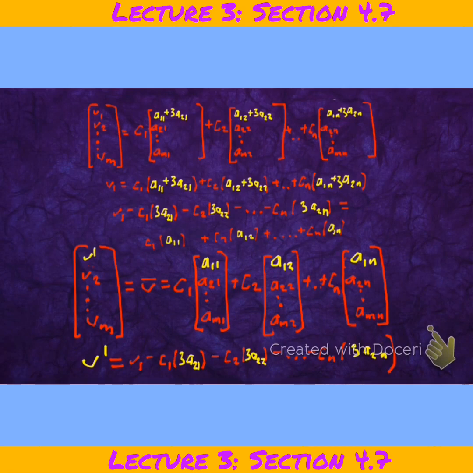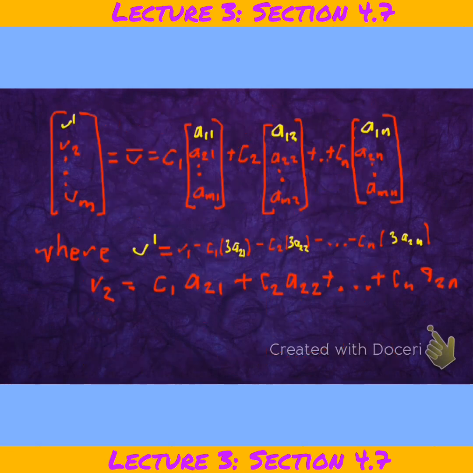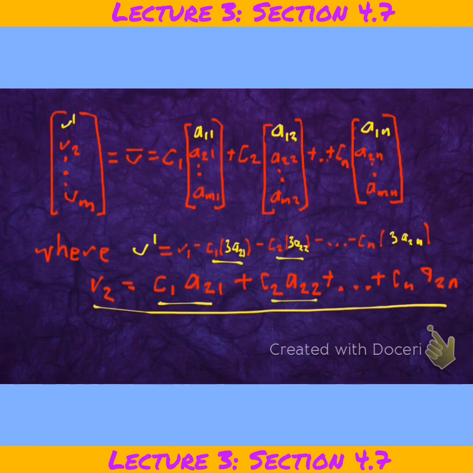So it's that whole quantity there. Alright, so also observe that we can do another substitution. V2 is equal to C1A21 plus C2A22 up until CNA2N. So then we get that quantity there. So you can see that corresponds to that term there, that term corresponds to that term there, up until there, that term corresponds to that term there.